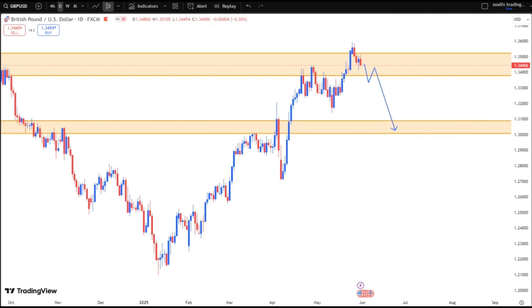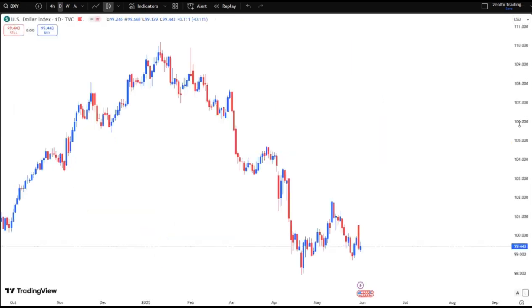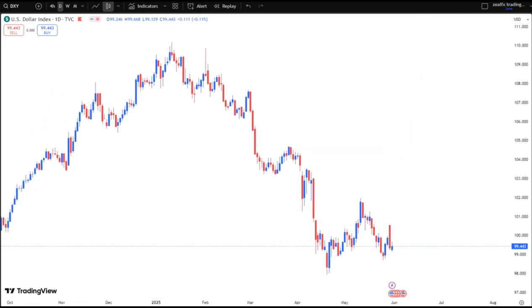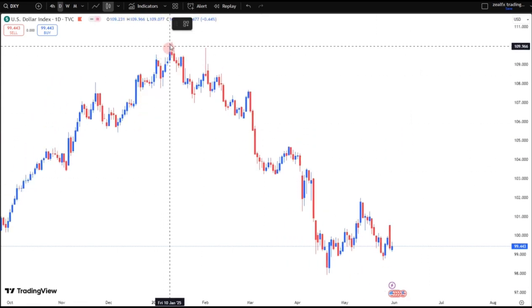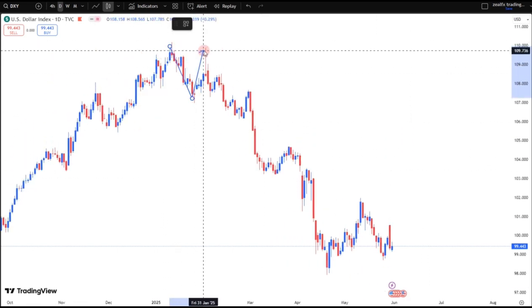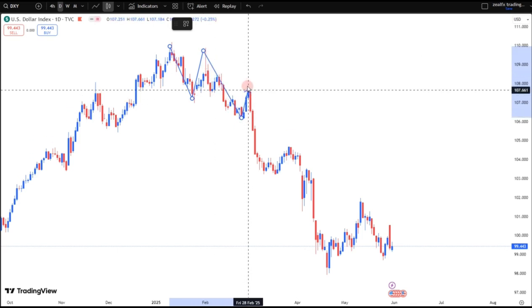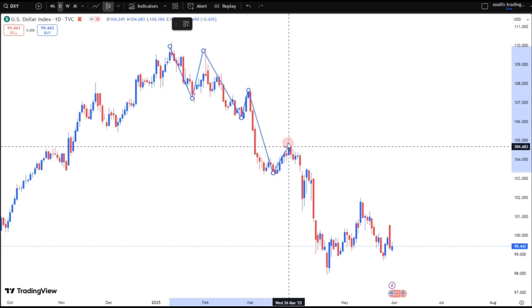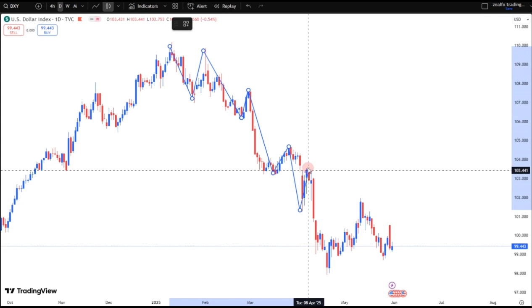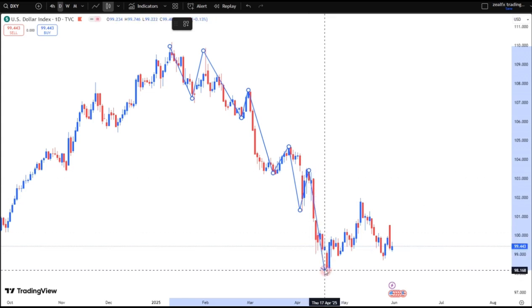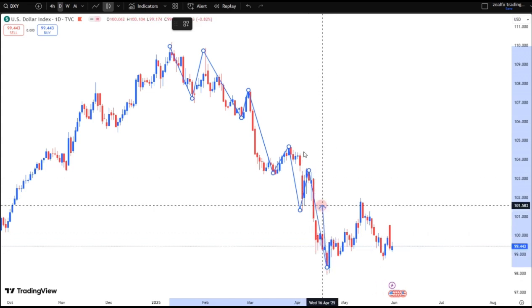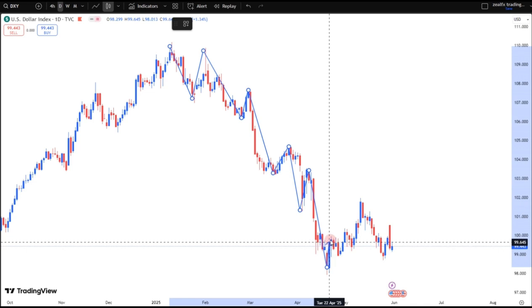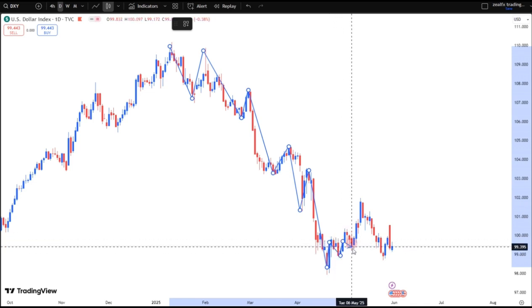So let's look at the DXY. The DXY on my daily chart still has an inner structure for uptrend. You can see we still have this higher high, then we have a lower high, a lower high, a lower high. So long as we have this series of lower highs, the DXY still remains on a downtrend. These higher lows are all inner structure of the DXY.